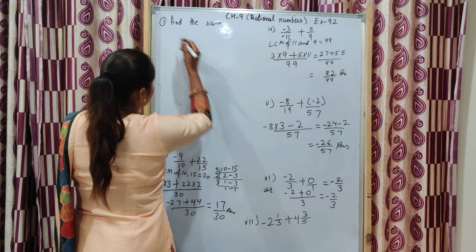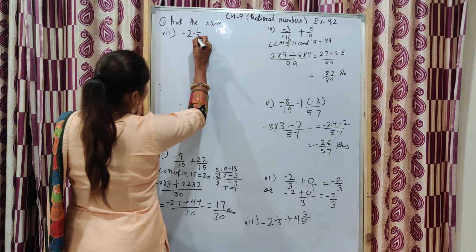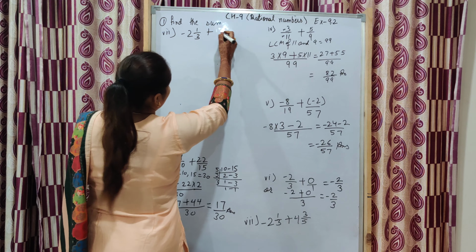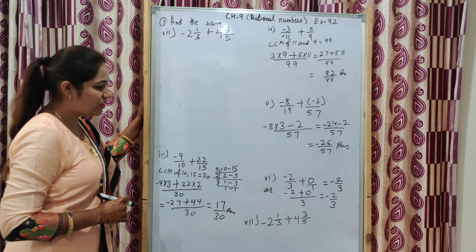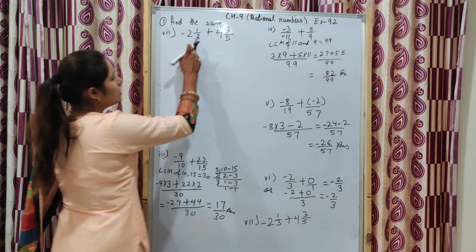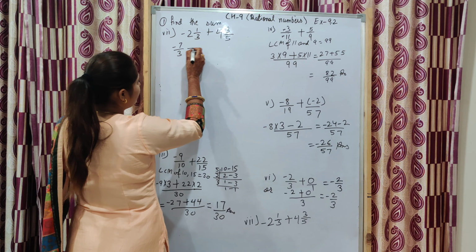Now 7th part. Seventh part is minus 2 1 upon 3 plus 4 3 upon 5. First, it is in mixed fraction form. We will change it into simplest form. 3 2s are 6 plus 1, 7, minus 7 upon 3. 4 5s are 20, 20 plus 3, 23 upon 5.